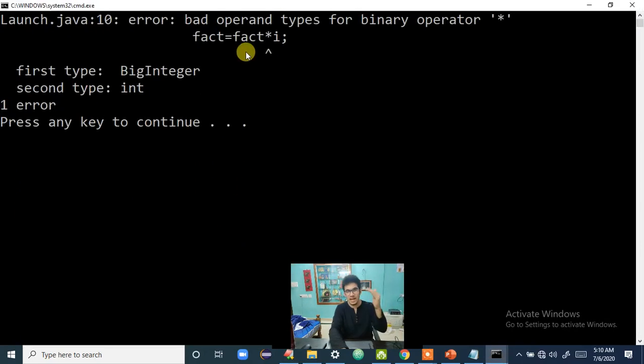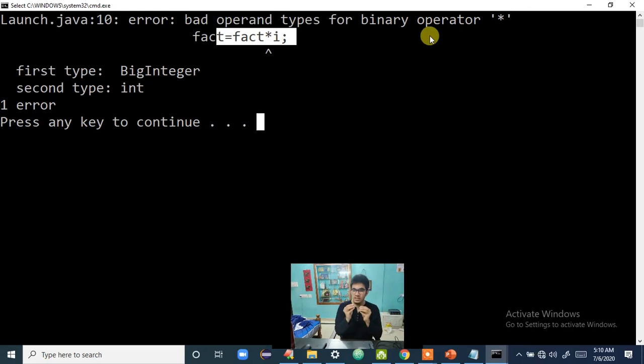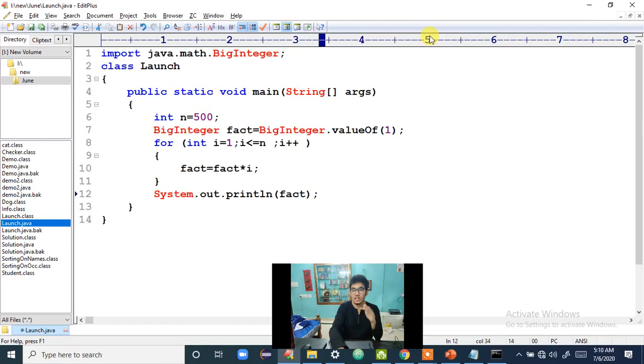Hey, that line we got, that rule is proper, but this is not possible. Bad operand type for the binary operator. Star, is it a binary or unary operator? It's a binary operator because it has two operands. I already discussed this in the class. So that operator has a bad operand, because it can only multiply integers, but it can't multiply big integer.